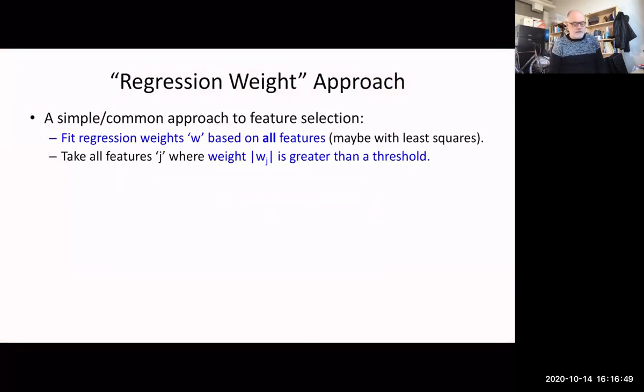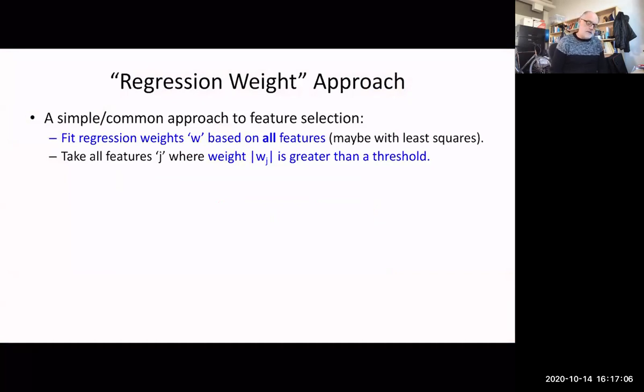Another approach to doing feature selection or identifying relevant features is to just fit a regression model and look at the regression weights that come out. Okay. It's also simple, it's also common, it also has problems, which we'll talk about. But it is a way to do feature selection.